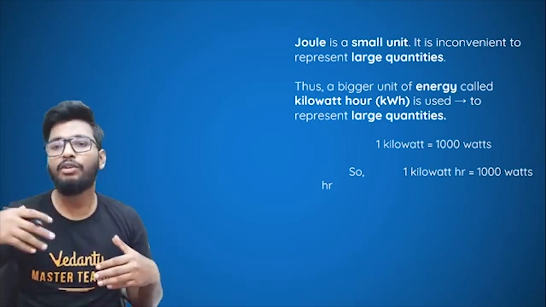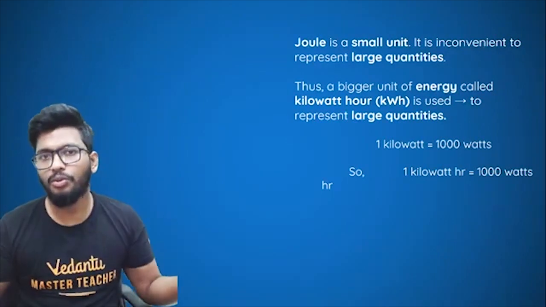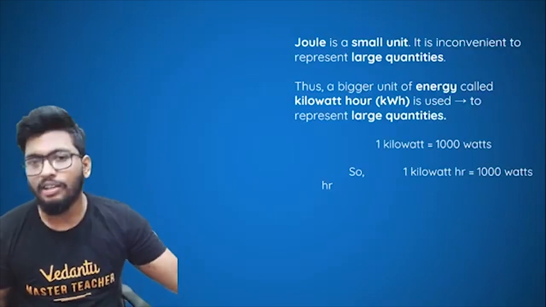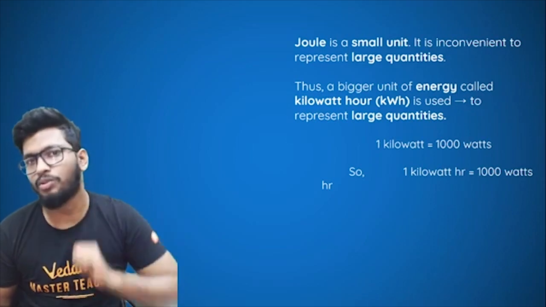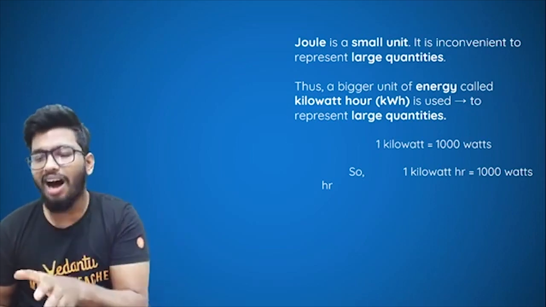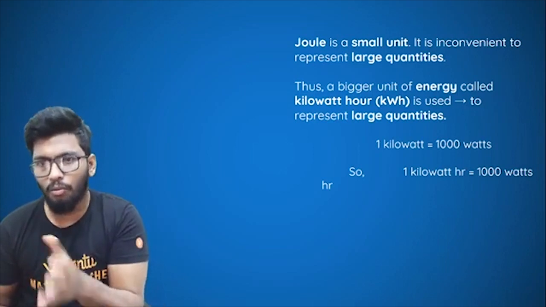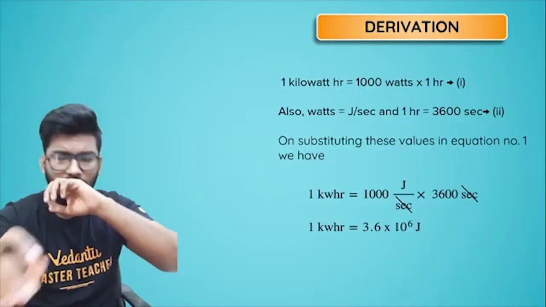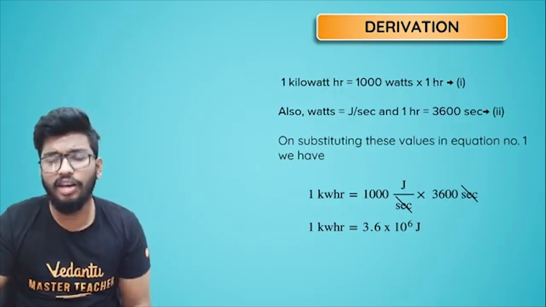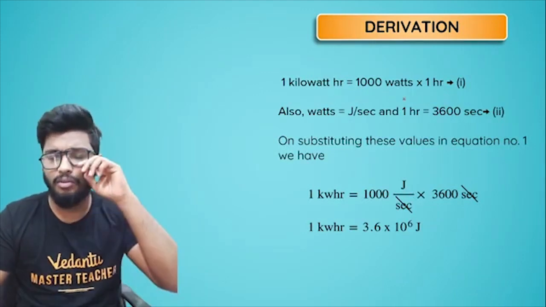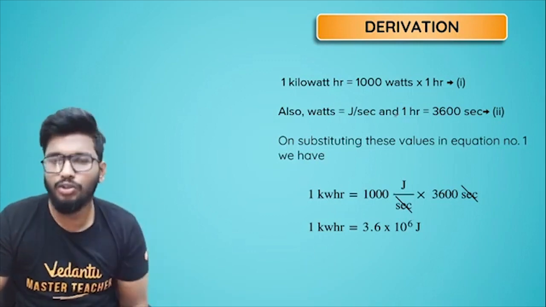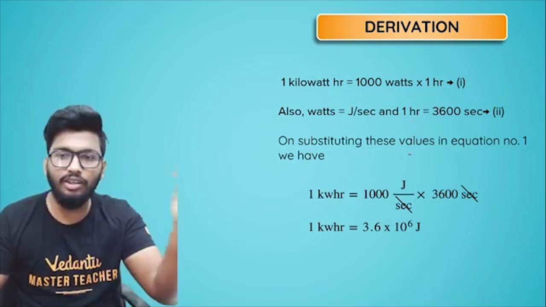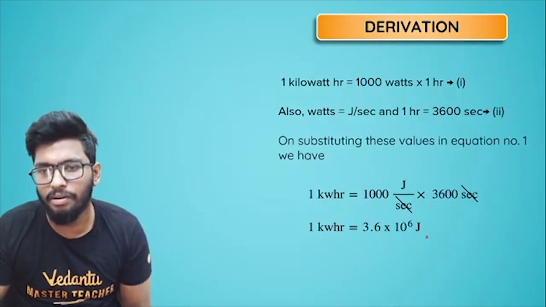So over there, the bigger unit of energy that we use to represent the consumption of energy, we use something called kilowatt hour. So 1 kilowatt is nothing but 1000 watt, and 1 kilowatt hour is equal to 1000 watt in 1 hour time. So if you have to convert it to joules, what is it? 1000 watt into 1 hour. Watts is what? Joules per second. So 1000 joules per second, and 1 hour is equal to what? 3600 seconds. So 3600 into 1000, you'll get 3.6 into 10 to the power of 6 joules.